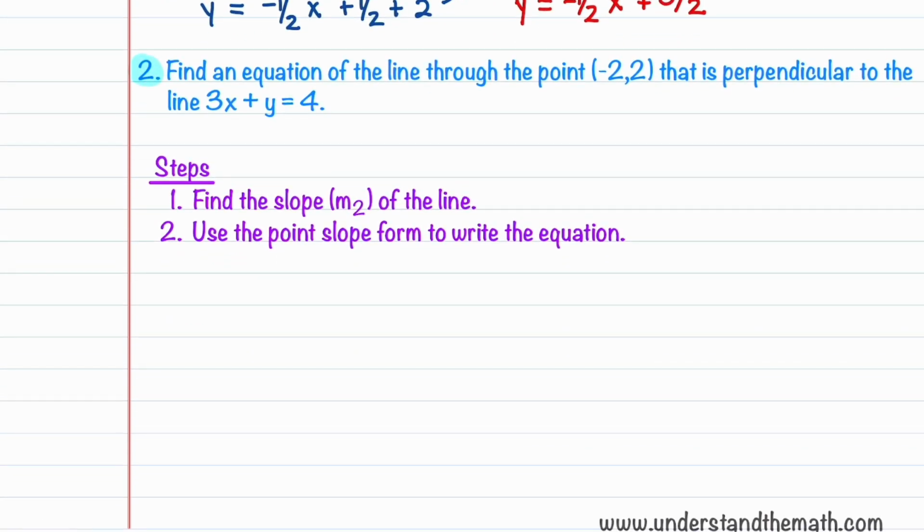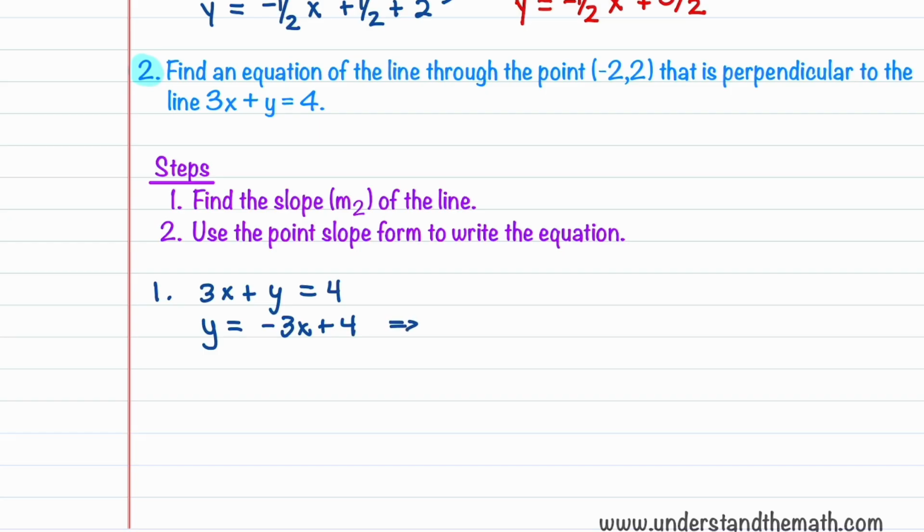Let's now look at our second example. You might want to pause the video and see if you can do this problem on your own. We're going to follow the same steps that we did for the first example. So we're going to begin by finding the slope. We're going to start with our first equation and find the slope of that. So that's 3x plus y is equal to 4.